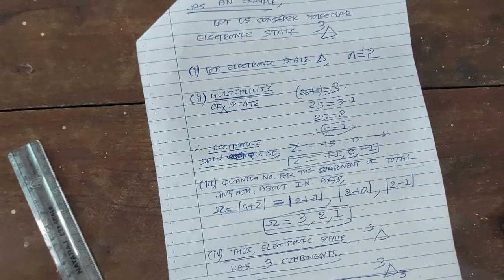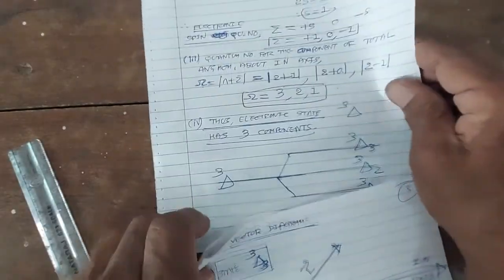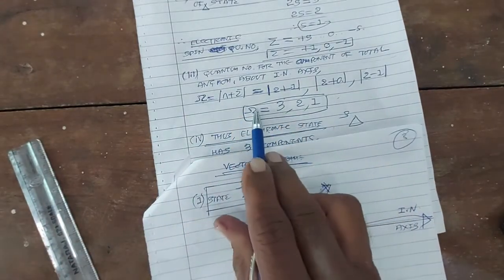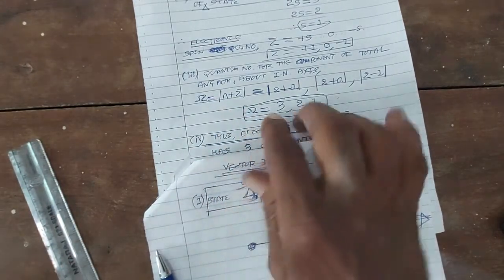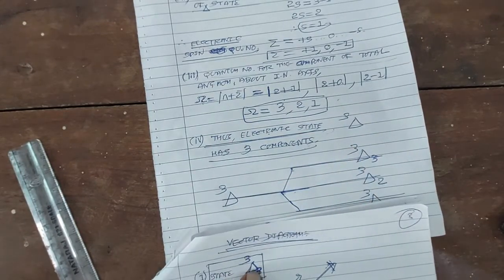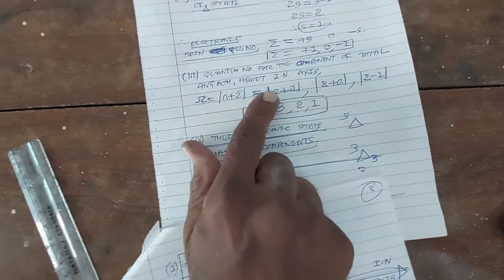Okay, now if you are asked to draw the vector diagram for this, how do you draw it? The vector diagram will be drawn like this. Now see, for the first case, the state delta 3 3, I draw the vector diagram for state delta 3 3. The total quantum number omega, which is the sum of lambda plus sigma, is 3.